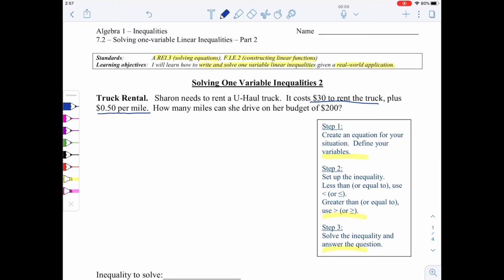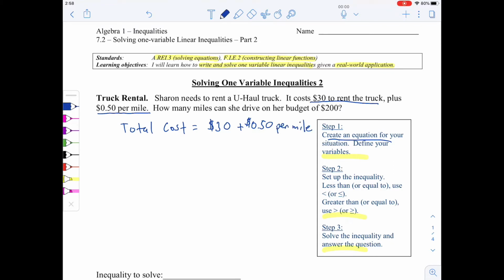So first we want to set up an equation, right? Create an equation for your situation and define your variables. You want to find how much it costs to rent a truck, so we know it's going to be the total cost. It costs $30 to rent the truck, so $30 for the truck plus 50 cents per mile. That'll be $0.50 per mile.